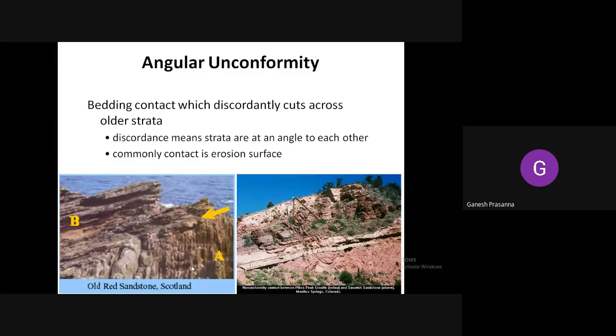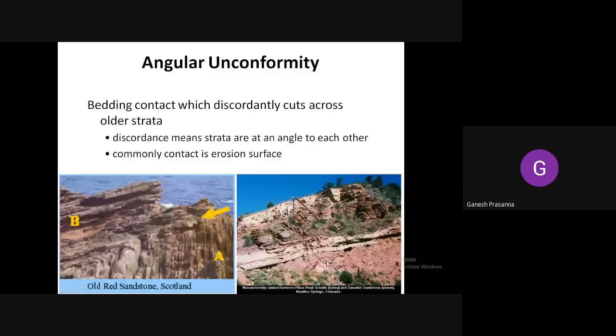Okay, A is a common feature which is a boulder rock. B is a newer rock which is making an angular contact. A is an older rock, B is a newer rock which is making an angular contact. Okay, so this type is called an angular unconformity.